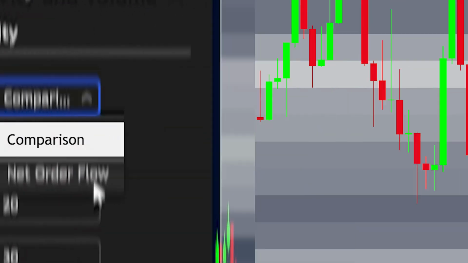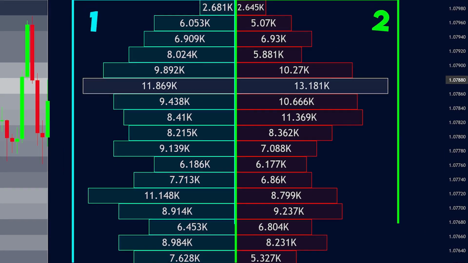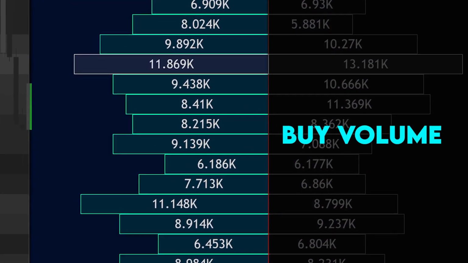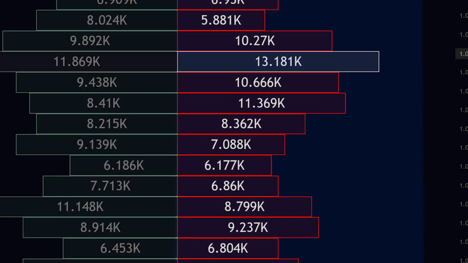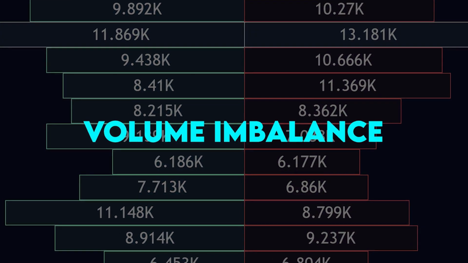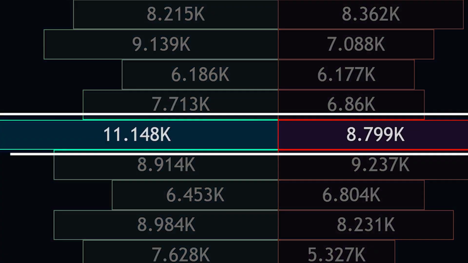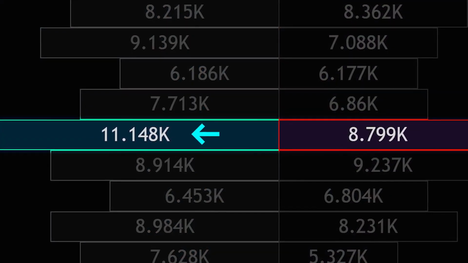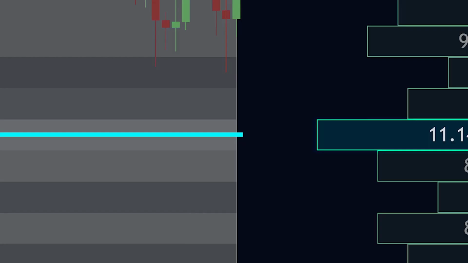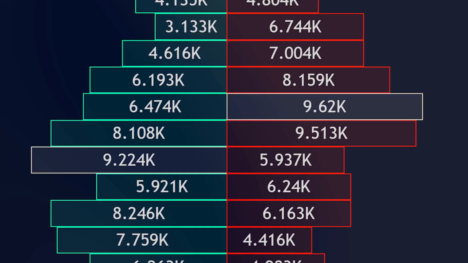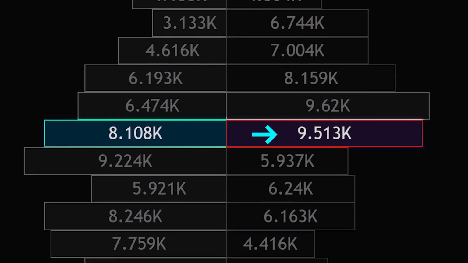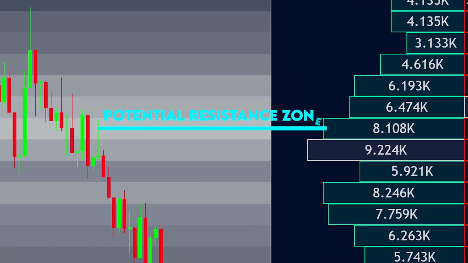In comparison mode, each horizontal bar is split into two sides. The left side, typically green, shows buy volume, while the right side, typically red, shows sell volume at that price level. This lets you instantly see the volume imbalance at each level. For example, at this price level, you can see the buy volume significantly exceeds the sell volume. This signals strong buying interest, a potential support zone where price is likely to bounce. Conversely, at this level, sell volume exceeds buy volume, creating a potential resistance zone.